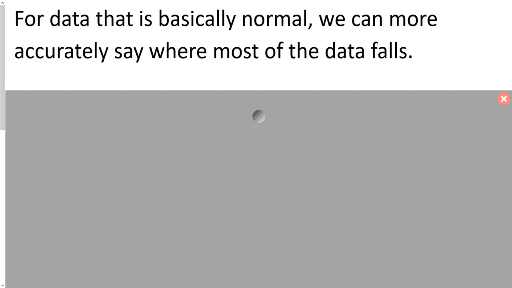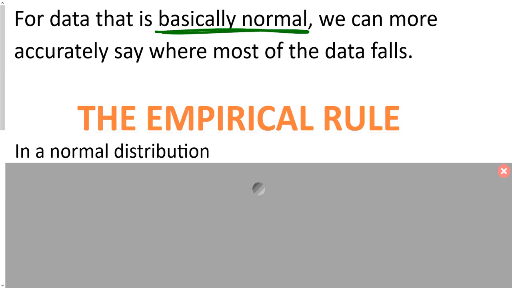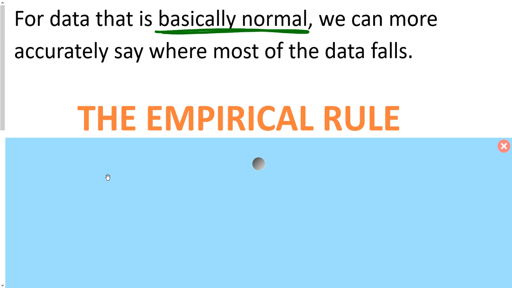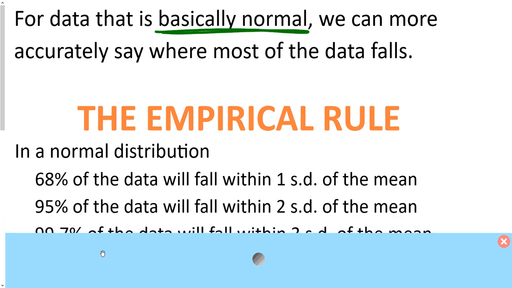depending on the situation. So for data that is basically normal, and I'm going to highlight that, underline that, note that, basically normal, we can be more accurate of where the data is going to fall. Okay? And this is called the empirical rule. So the last part here is the empirical rule. Sounds super awesome. But so does Chebyshev's.